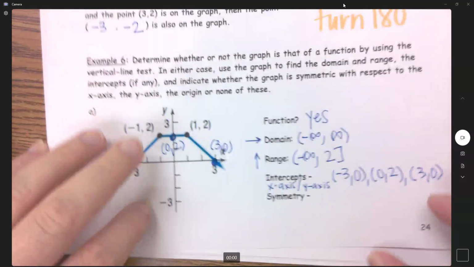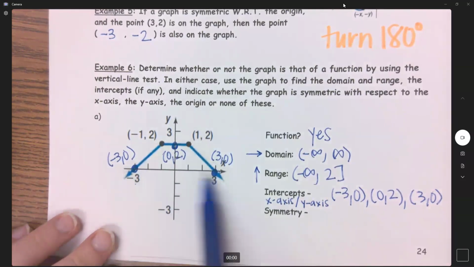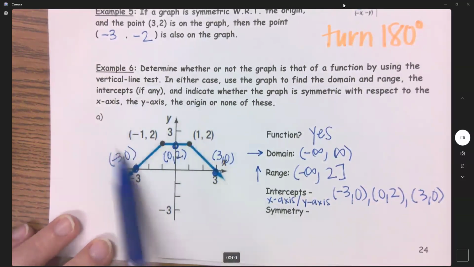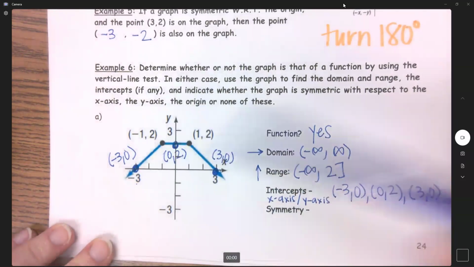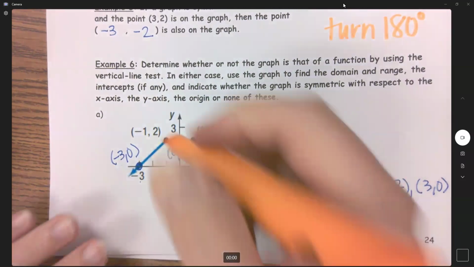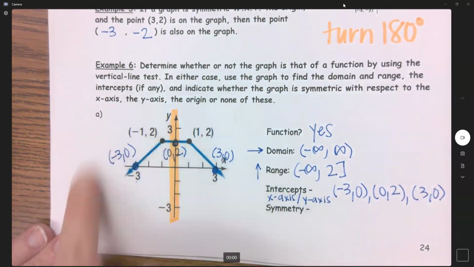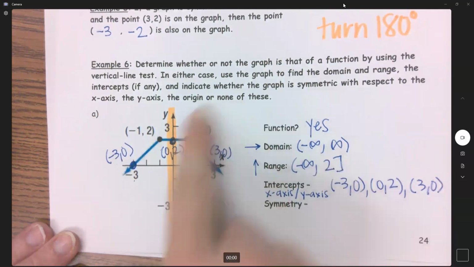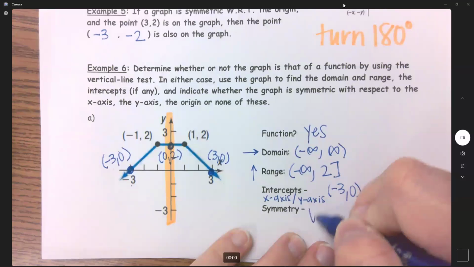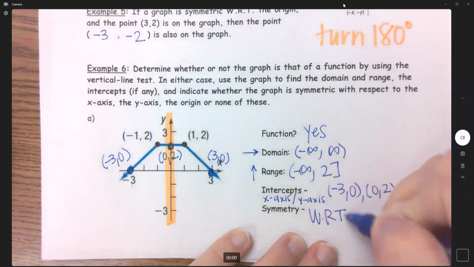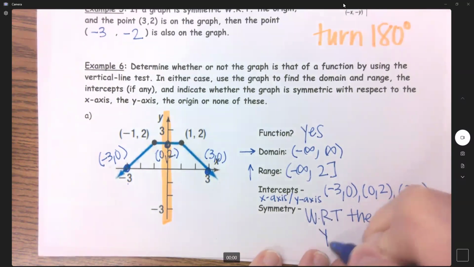Do we have any kind of symmetry here? So starting with x-axis, is it reflective over this x-axis? Does the top look the same as the bottom? No. What about along the y? If I use this as a mirror, does this left side look the same as this right side? And yes, it does. So we have symmetry with respect to the y-axis here.